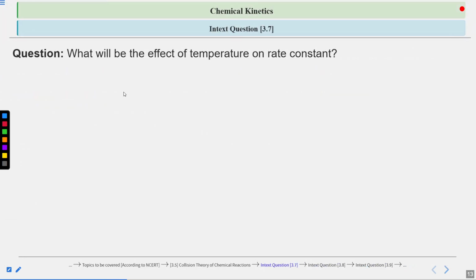Okay, so let's see an in-text question which is marked as 3.7 as per our NCERT textbook. The question is asking what will be the effect of temperature on the rate constant? Rate constant is represented by small k. So what is the effect of temperature on the rate constant? That means if you increase or decrease the temperature, how is it going to affect the rate constant in a reaction? That you have to tell.